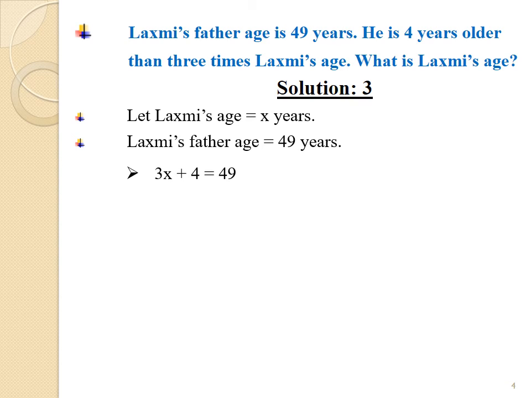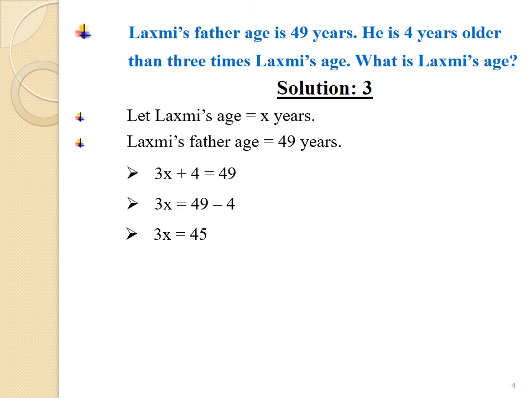Now, let us find the solution of 3x plus 4 equals 49. Let us first of all transpose 4 from left hand side to right hand side by changing its sign from addition to subtraction. Thus, we get 3x equals 49 minus 4. Now, subtracting 4 from 49, we get 3x equals 45.